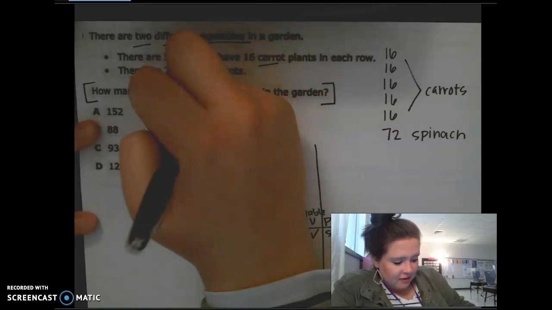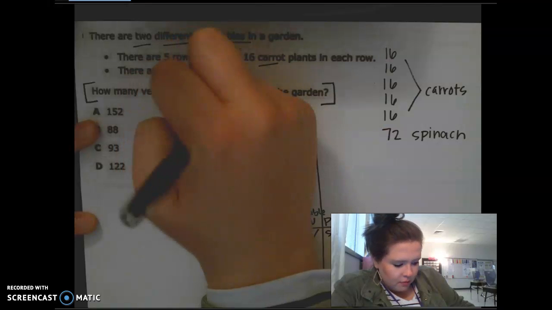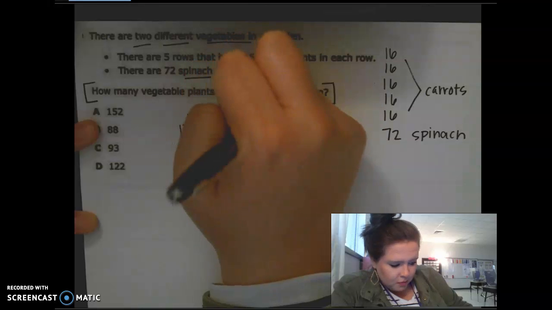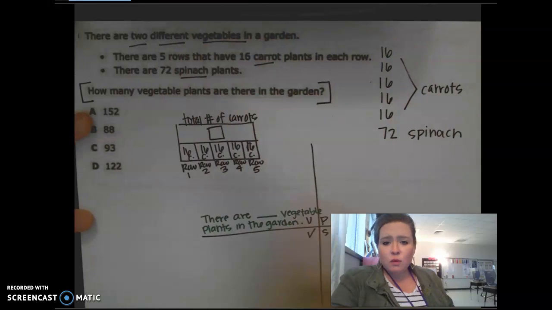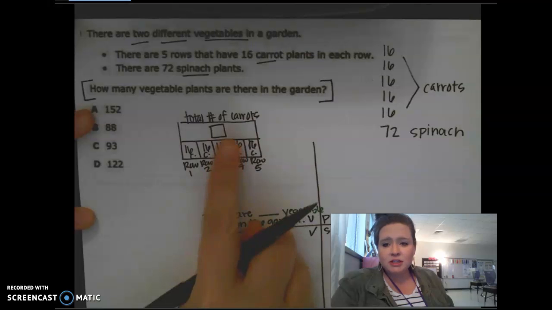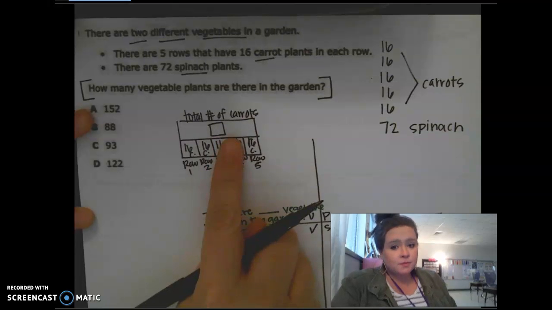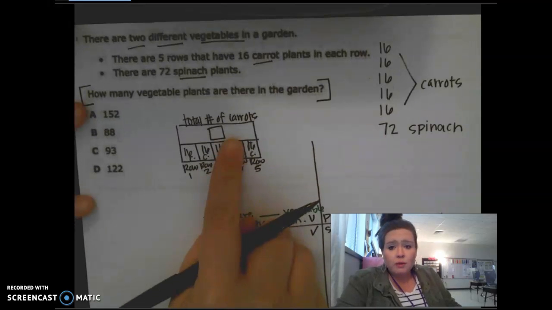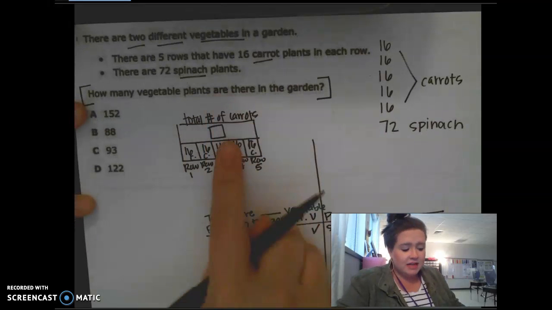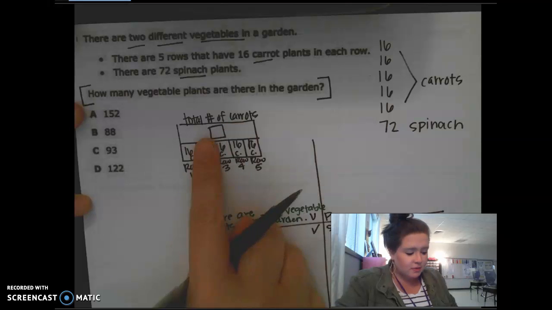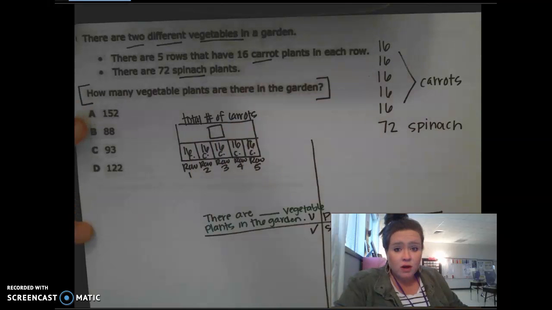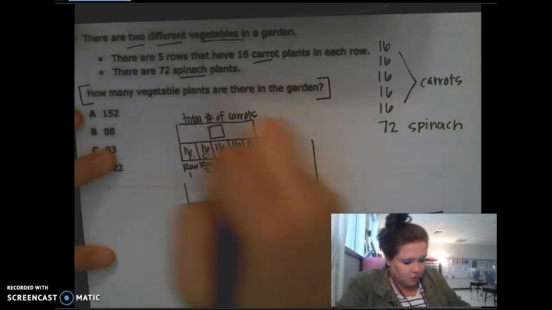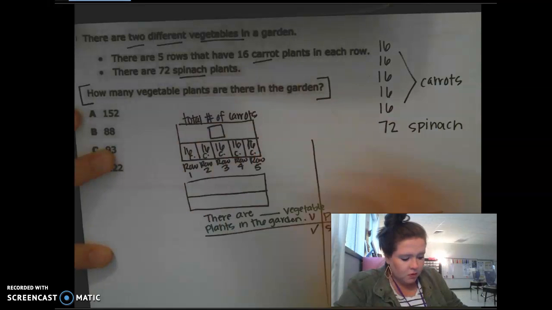What is this going to tell me? Good. This is going to give me the total number of carrots. Is that what we're looking for? Is that going to be my answer? No, that's not going to be our answer. We want to know the total number of vegetable plants. That's the total number of carrots. That is not going to be my answer. I have one more strip diagram to do, okay?